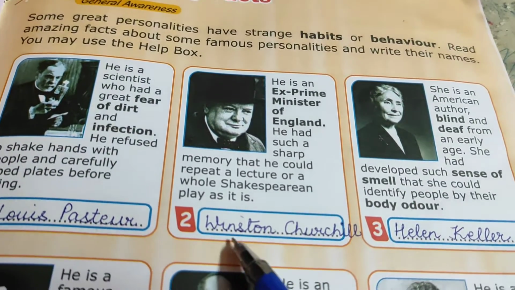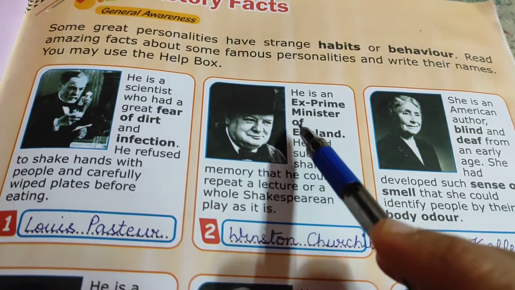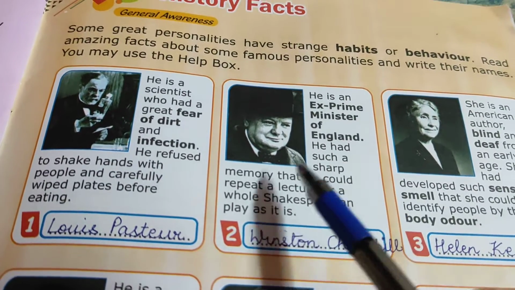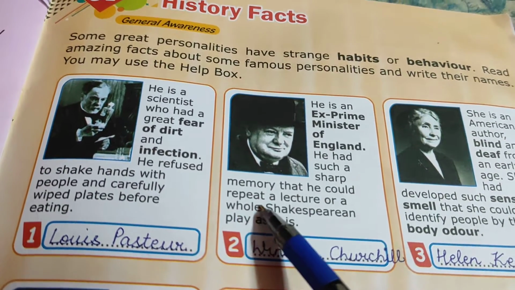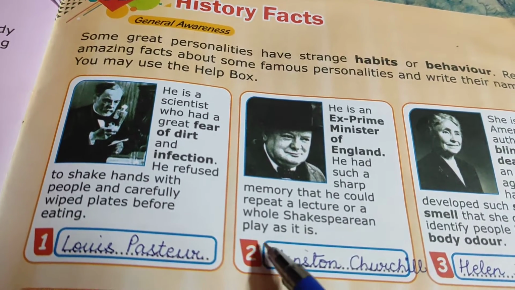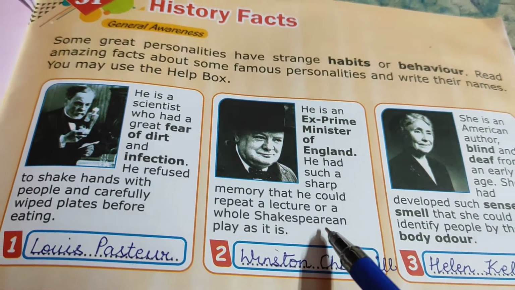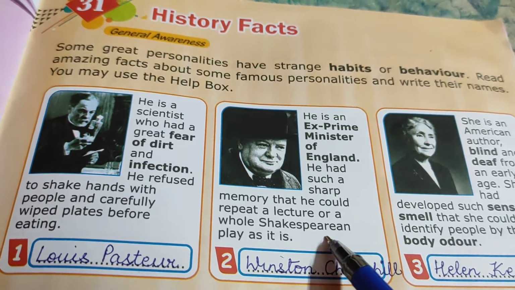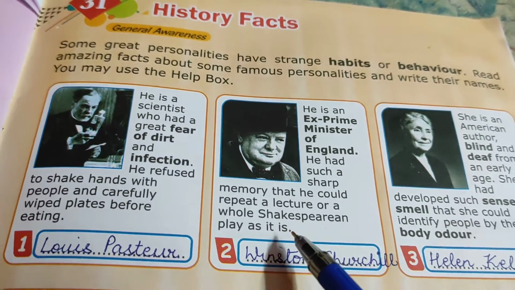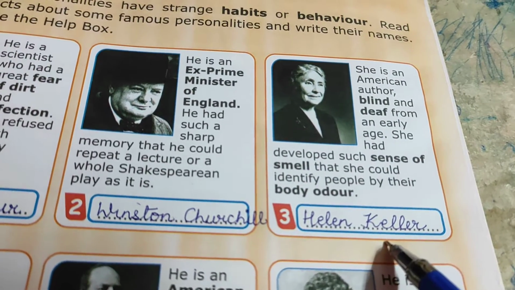Coming on to the second one, we talk about Winston Churchill. Now Winston Churchill, he is an ex-Prime Minister of England. We all have heard his name. He had such a sharp memory that he could repeat a lecture or a whole Shakespearean play as it is. So he had a great memory. The whole play written by Shakespeare or any other lecture which he used to hear, he could repeat word to word.